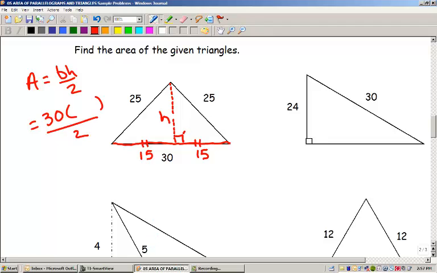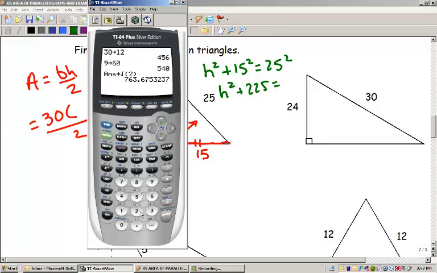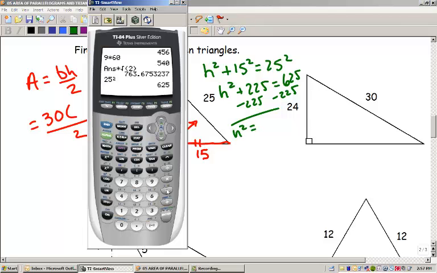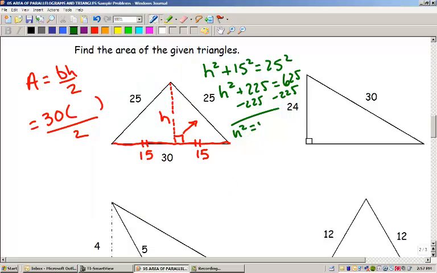And what we need to do now is use a little Pythagorean theorem to help me figure out my height. So doing the little math here, I got leg squared plus the other leg squared, and that's equal to the hypotenuse squared. So I got h squared plus 15 squared, which is 225, and that's equal to 25 squared, which is a big number, which is 625. Subtract 225 from both sides, and I get h squared to equal 400. Square root both sides, and I get h to be positive and negative 20. But again, we only want the positive one.